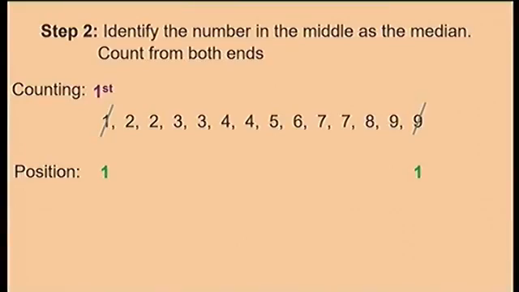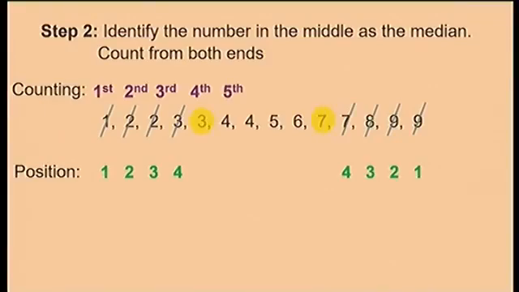So we start. Our first position is 1. Our next number is 2, which is in the second position. Our next number is 3, which is in the third position. Counting from either side, 8 is in the third position from the highest. 7 is in the fourth position from the highest. 3 is in the fourth position from the lowest. 4 is in the fifth position from the lowest. 6 is in the sixth position from the highest.